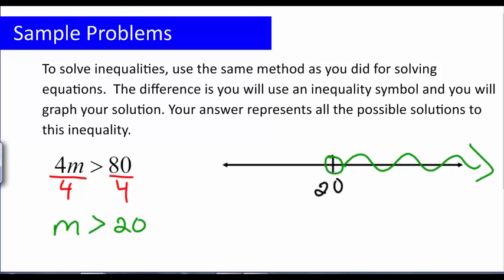What this solution means, m is greater than 20, is that if I substitute something greater than 20 back into my inequality, so let's choose 21 since that's greater than 20, I should get an answer that's greater than 80. And we can see that 4 times 21 is 84, and that is greater than 80, so it's a solution.